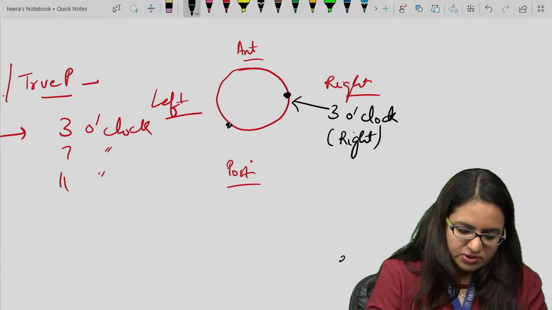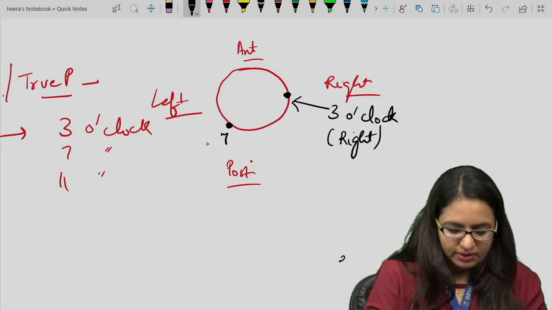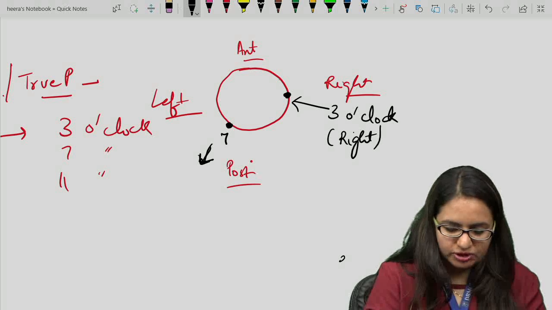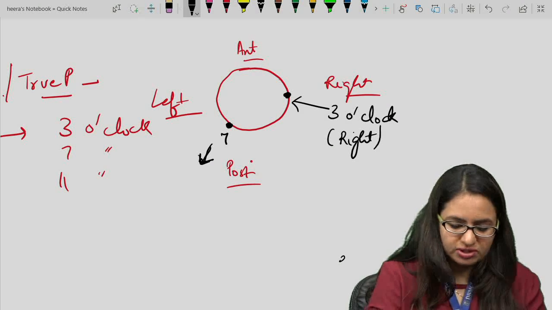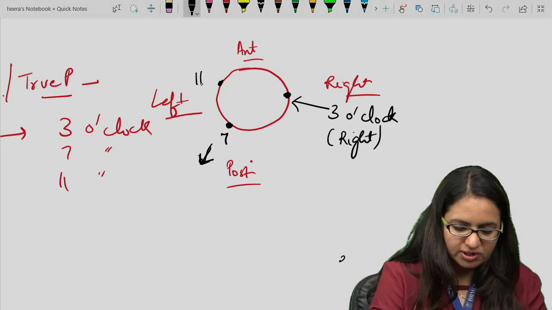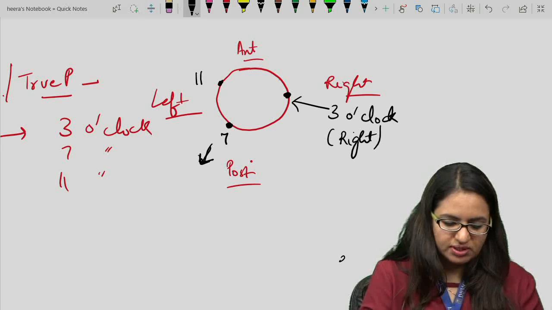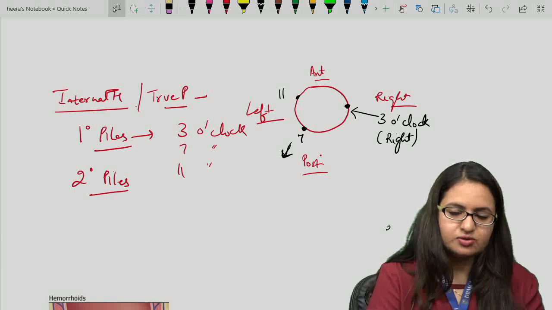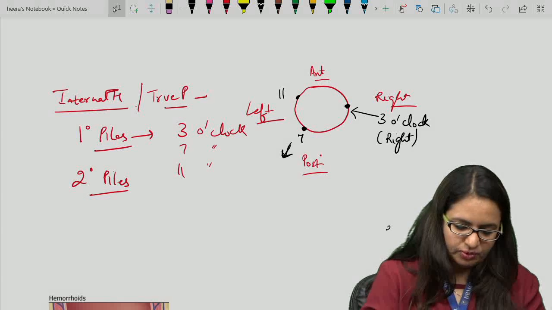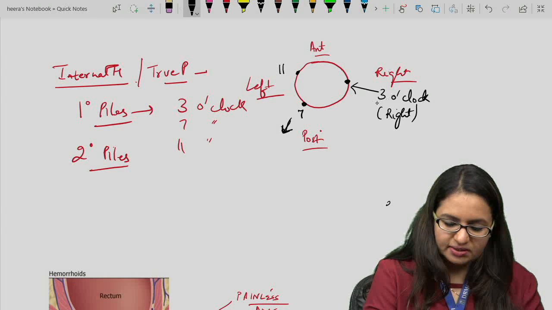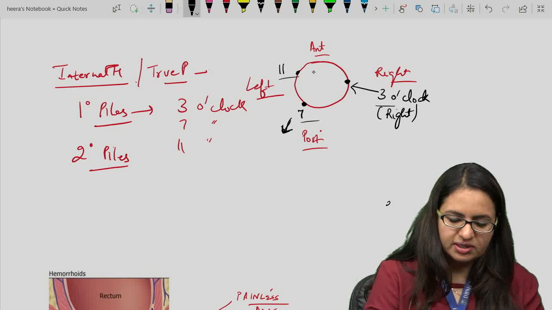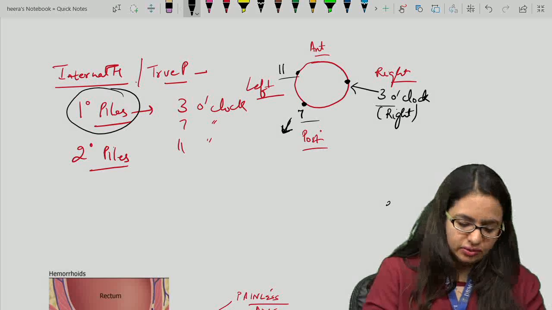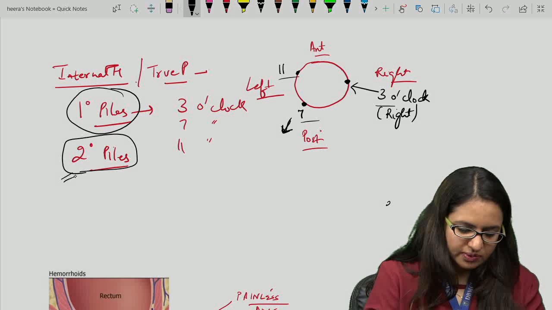The 7 o'clock position is over here, and it is also known as the left posterior lateral hemorrhoids. And this is the position for the 11 o'clock hemorrhoids, which is also known as the left anterior lateral hemorrhoids, as they are present towards the anterior side. So, any hemorrhoids occurring at the 3 o'clock, 7 o'clock or 11 o'clock position are termed as the primary piles, and if the piles are occurring at any other location, they will be termed as the secondary piles.